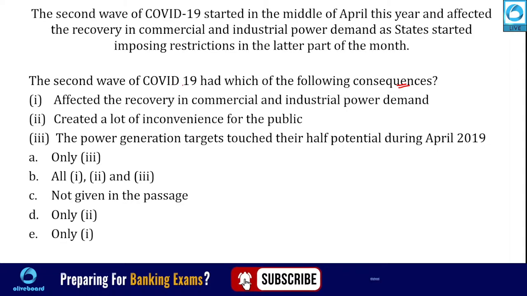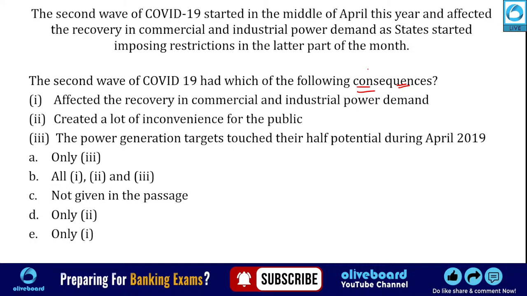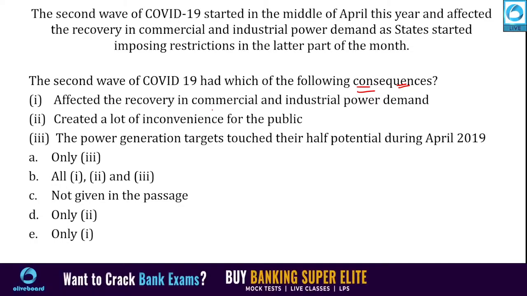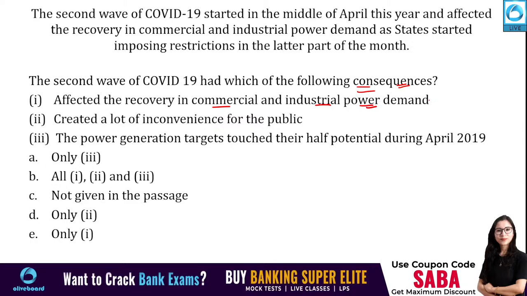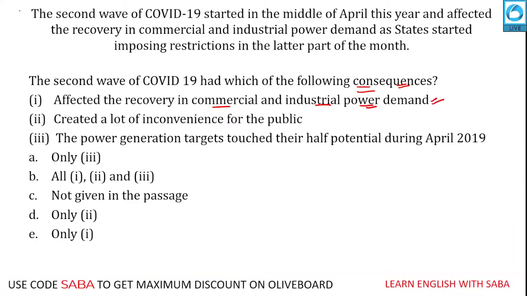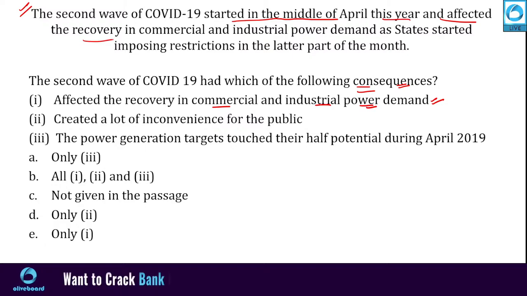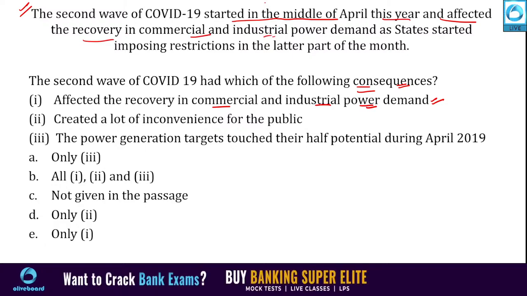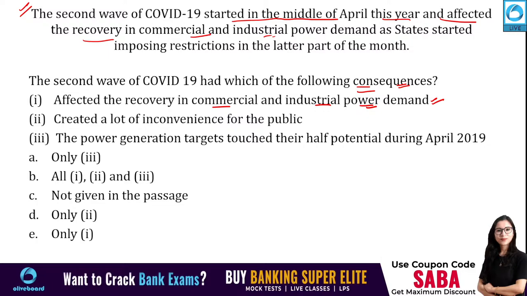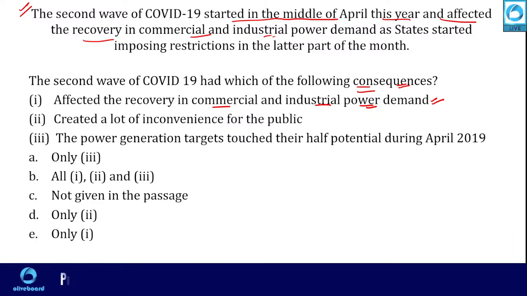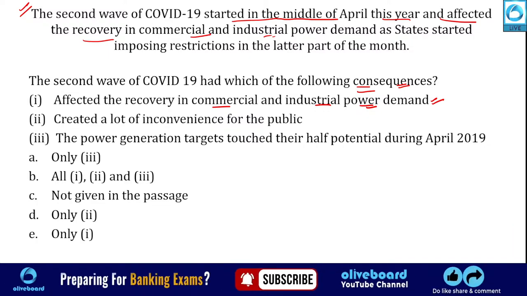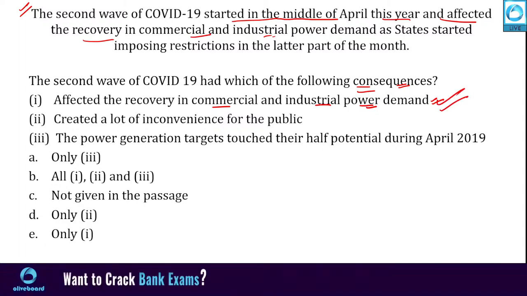See, the second wave of COVID-19 had which of the following consequences? Second wave jo tha COVID-19 ka, uska kya impact tha? Okay? It affected the recovery in commercial and industrial power demand. Of course, this is written here. The second wave of COVID-19 started in the middle of April this year and affected the recovery in commercial and industrial power demand. See, after the first lockdown, the economy was recovering. But the second wave affected the recovery of the economy. So, A, the first option, is absolutely correct. Okay? Correct. Direct question. These all are direct questions.